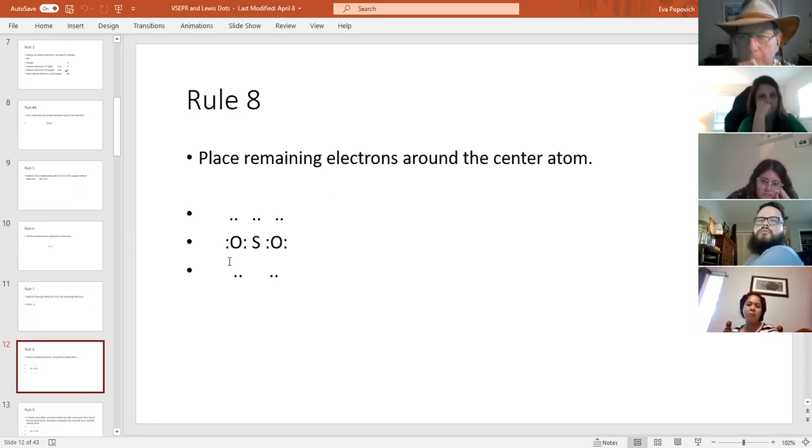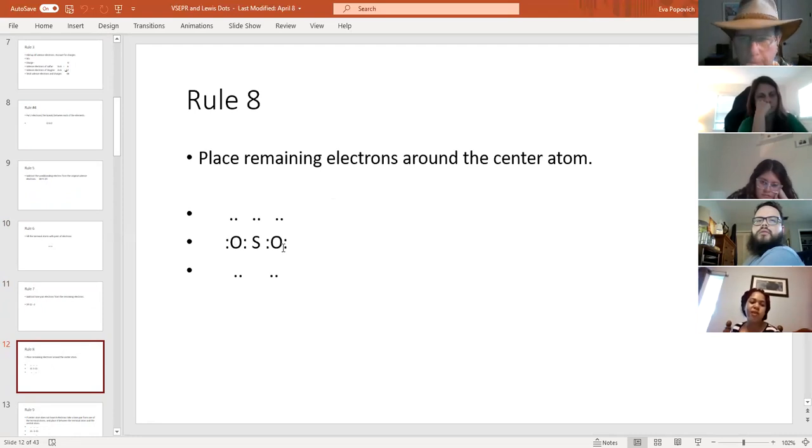The lone pairs on the outside? No, the lone pairs are good. I got oxygen can have 8 electrons. It has 2 bonding and 6 lone pair electrons. This one has 8, and this one also has 2 bonding electrons and 6 lone pairs.